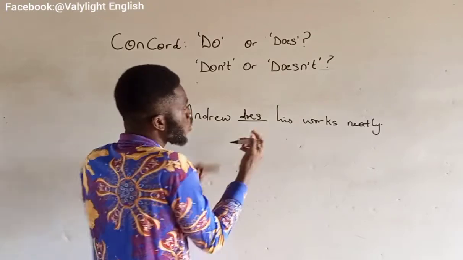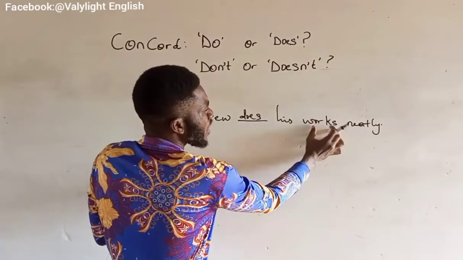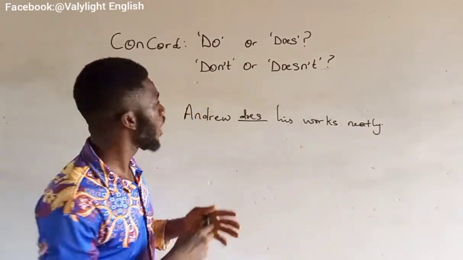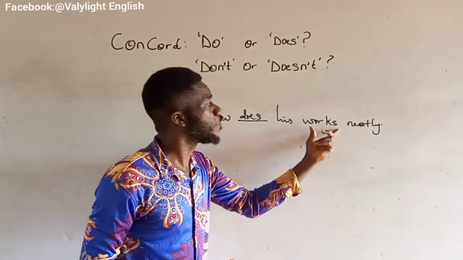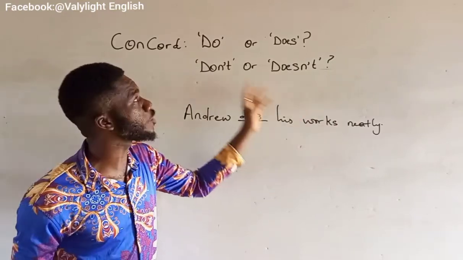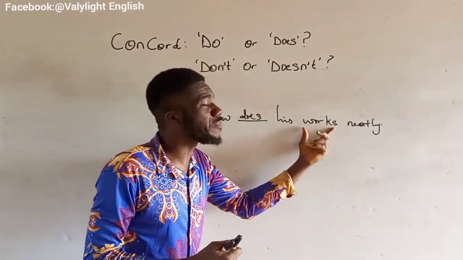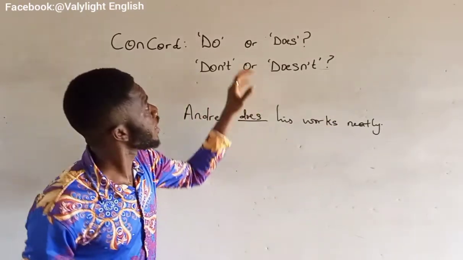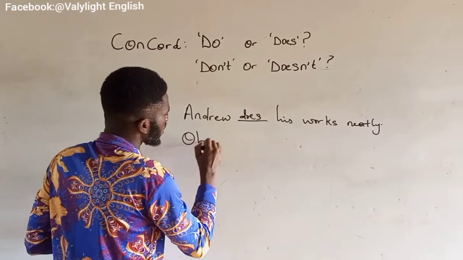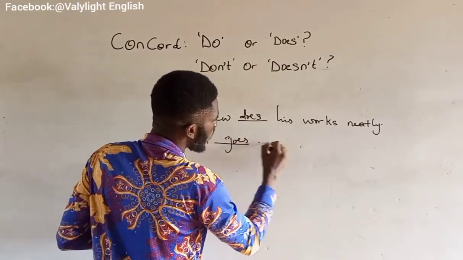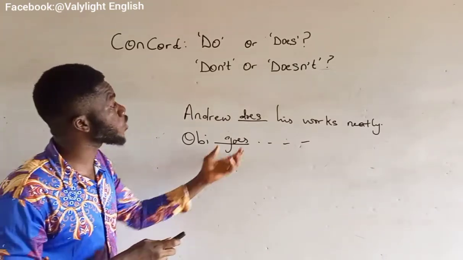Take note also that when you consider the verbs, you do not take whatever you have here into consideration. Now, Andrew does his works. Some persons will get confused because works here is plural. Please, you do not consider objects when you are choosing the verbs to use in sentences. It is the subject and the verb. The object has nothing to do with concord. So, in a case like this, Andrew does his works, just the same way you have Obi goes to school, Obi goes to church regularly, and the rest of them.